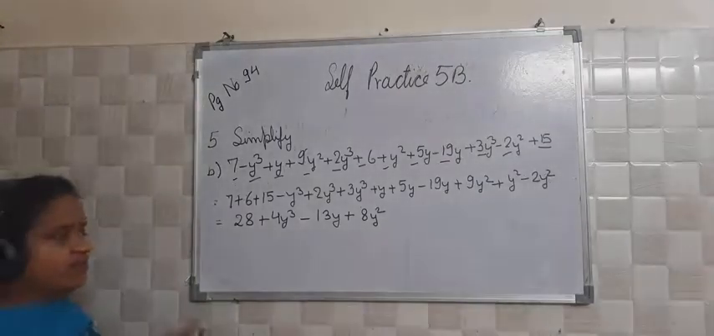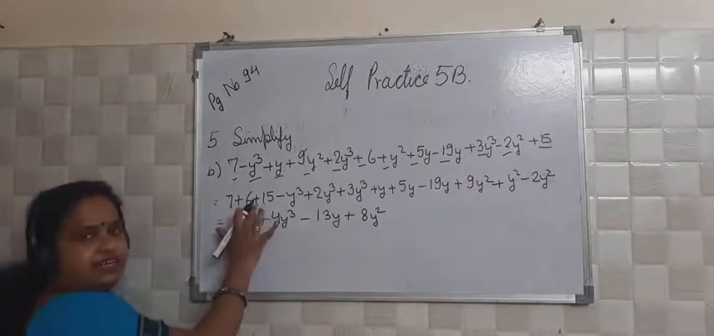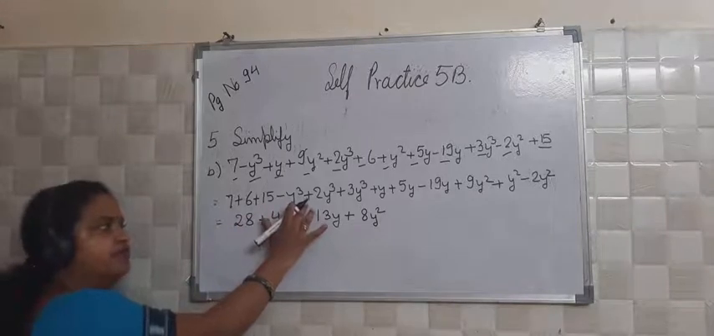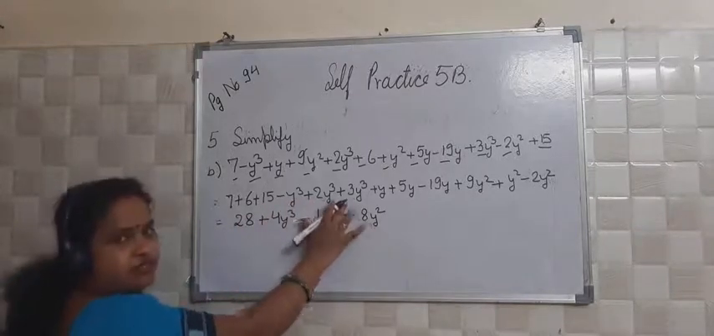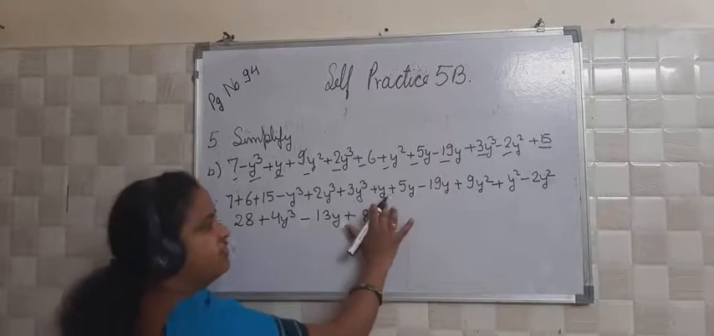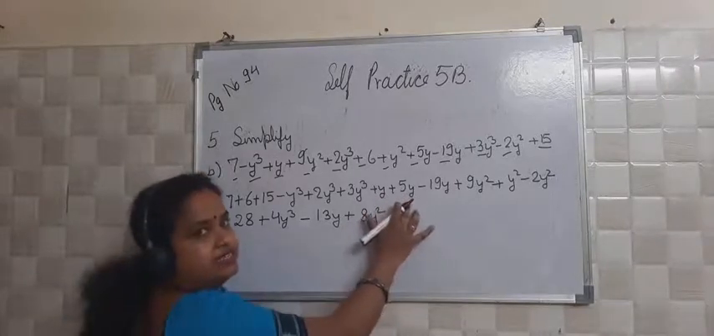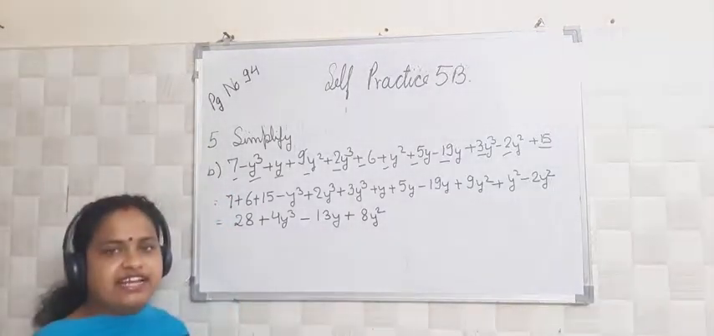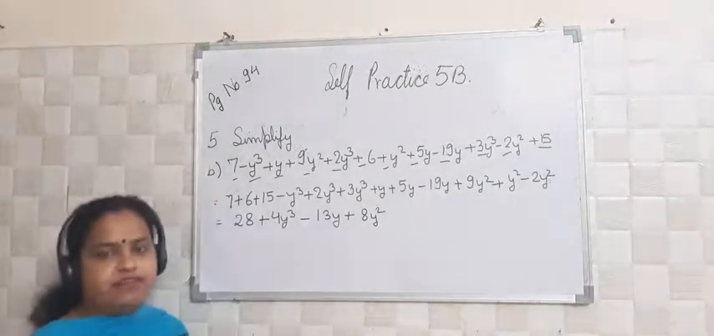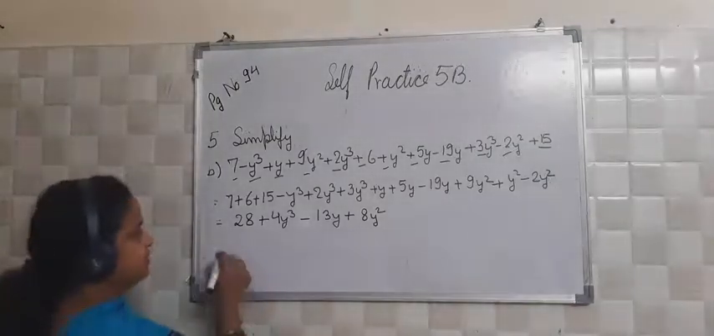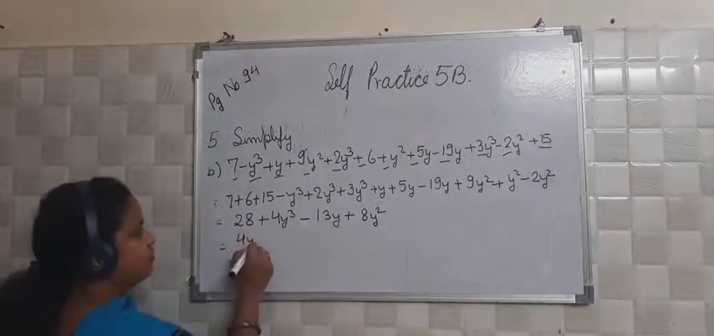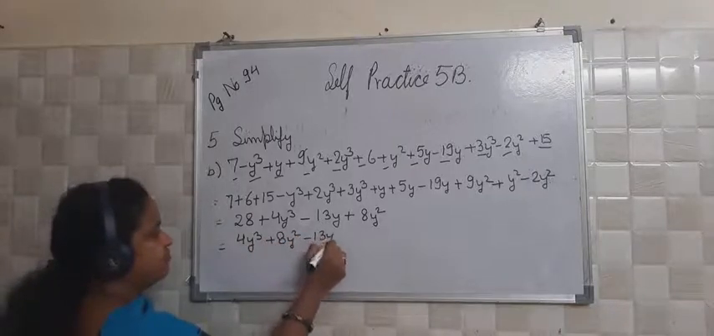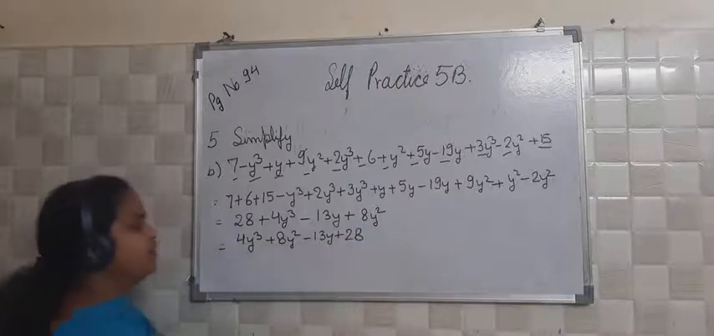Let me say it again once more: 7 plus 6 is 13, and 13 plus 15 is 28. Minus 5 plus 2, plus y cube, and plus y cube plus 3y cube is 4y cube. 5 plus 1 is 6, and 19 minus 6 is minus 13y, and at last 9 plus 1 is 10, and 10 minus 2 is 8y square. After all that, you should write this in standard form. So it will come 4y cube plus 8y square minus 13y plus 28. This is your standard form.